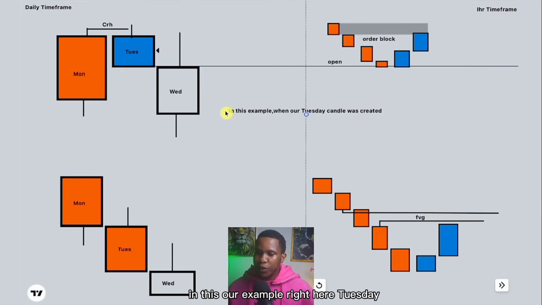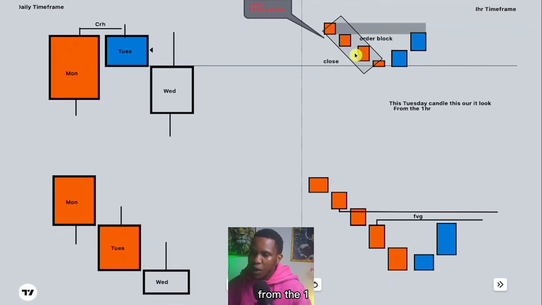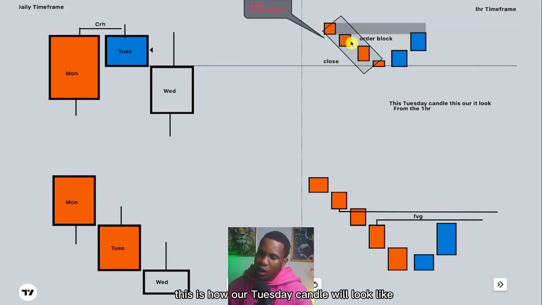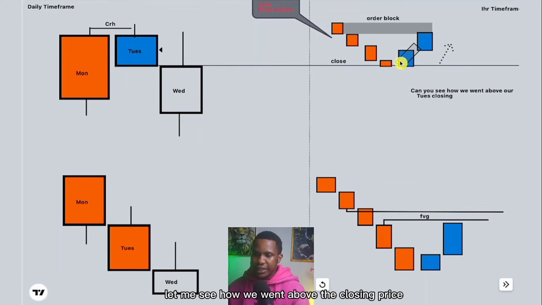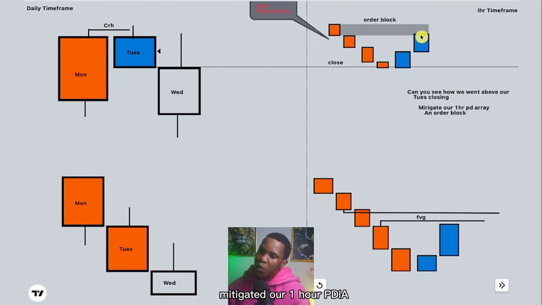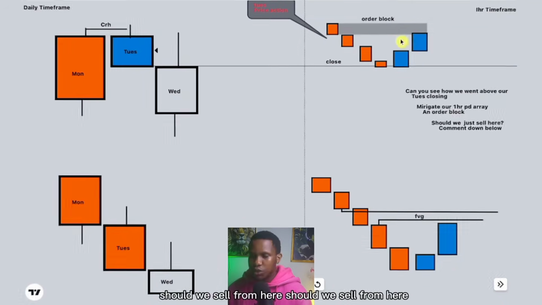In this example right here, Tuesday candle was created. From the 1 hour time frame, this is how our Tuesday candle will look. And you see how we went above the closing price, mitigated our 1 hour PDRA and order block that includes a fair value gap. Should we sell from here?